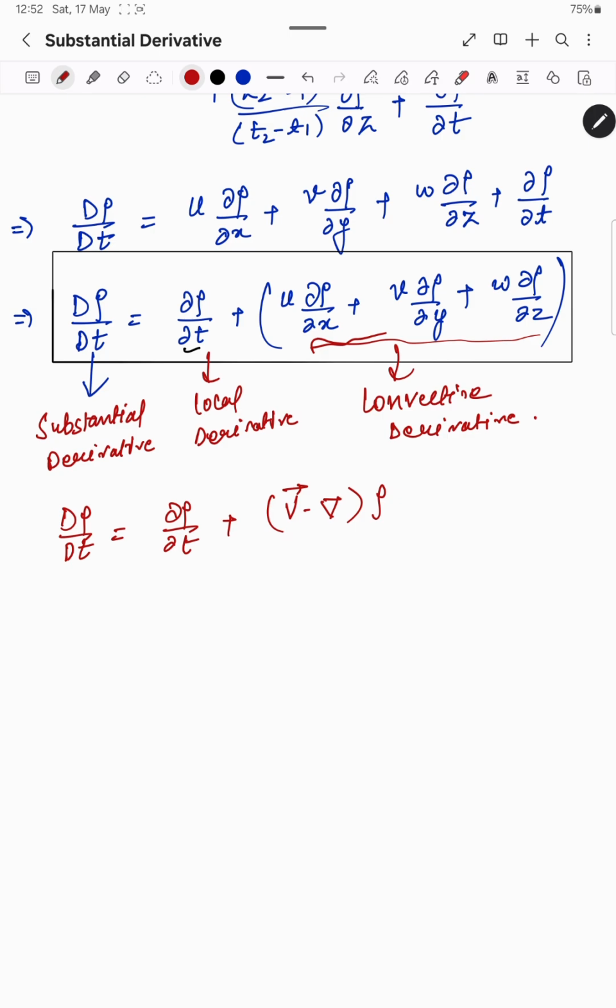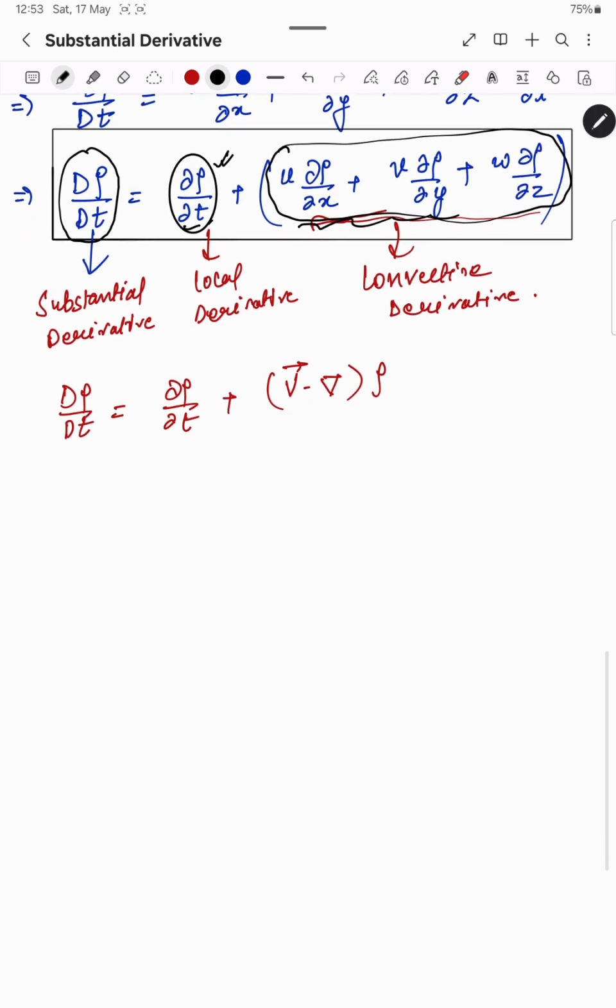Now we will understand the concept of substantial derivative from here also. So what we are looking at here is that the substantial derivative of density is basically the change in density with respect to time and the change in density with respect to position also. Okay, so the substantial derivative of any property has two terms. One is the change in density with respect to time, if we are talking about density, and the change with respect to position. So now we can understand it better.